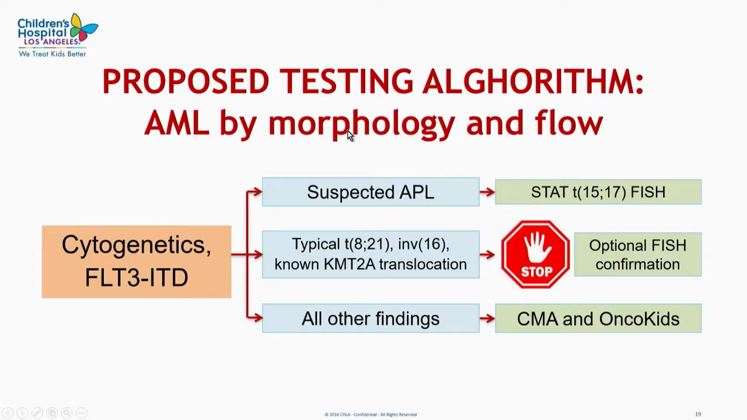If initial workup suggests AML, so by morphology and flow it looks like we're dealing with AML, we are again starting with cytogenetics, and then FLT3-ITD testing is routinely a part of a standard workup. If it's suspected APL, we are asked to do STAT FISH to confirm it, and then there's no additional workup typically required. For typical t(8;21) and inversion 16 and known MLL translocation, we typically don't do additional workup, or we do FISH confirmation so that it can be used for follow-up. And then for all other findings, we're proceeding with CMA and OncoKids analysis.